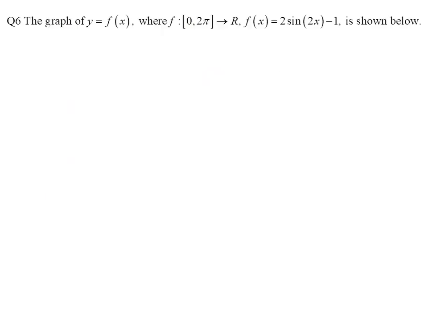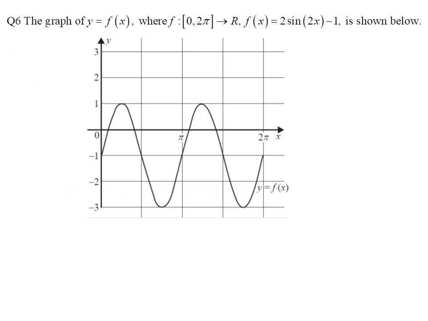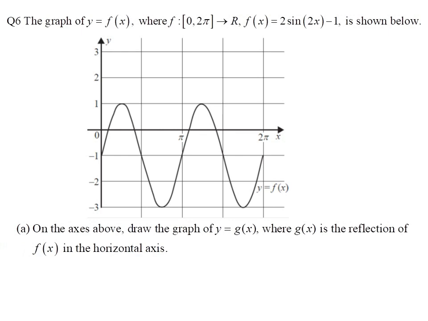In question 6, the rule of f of x is 2 times sine of 2x minus 1, and its domain is the closed interval from 0 to 2 pi. The graph of the function y equals f of x is shown below. Question 6 has three parts.